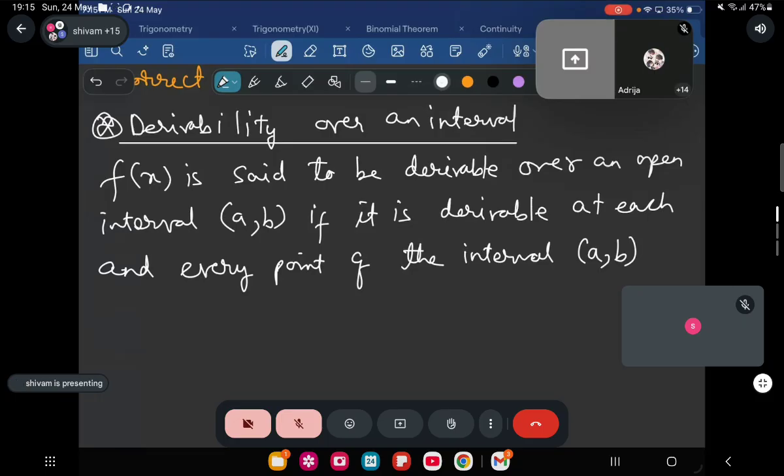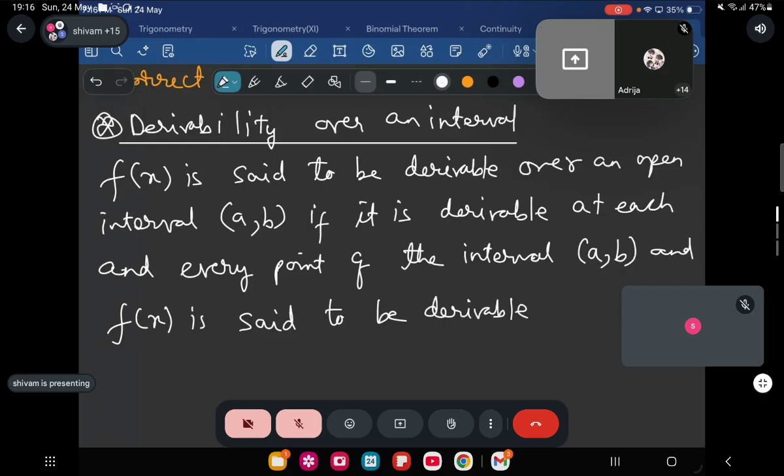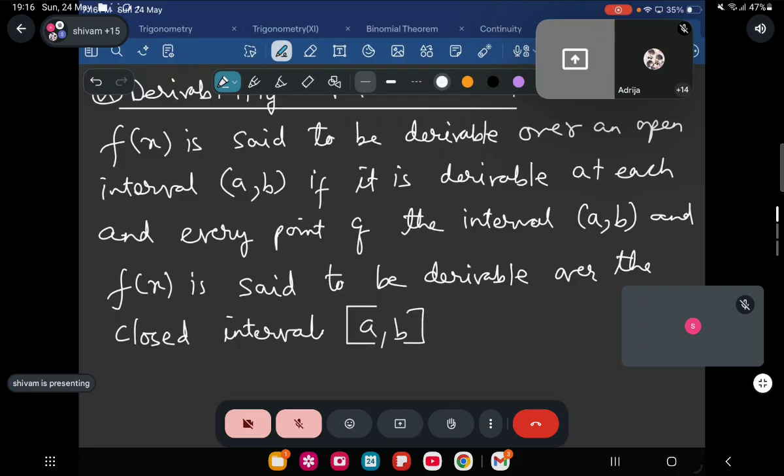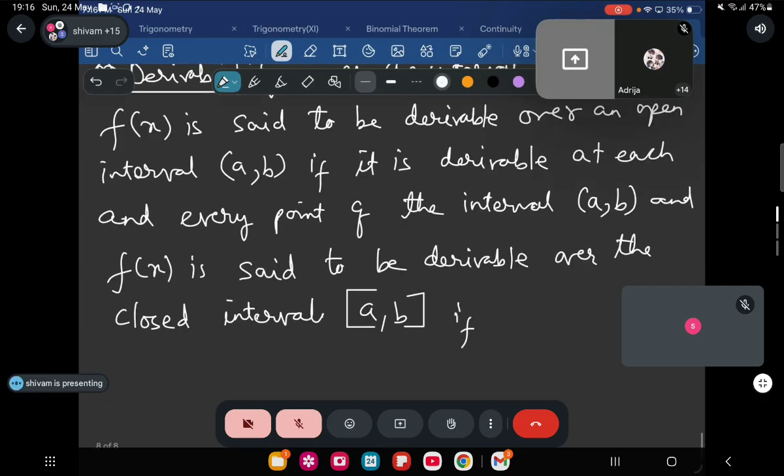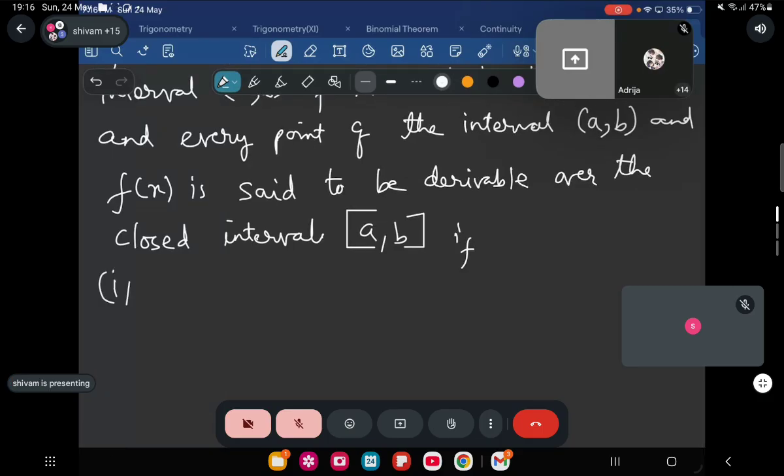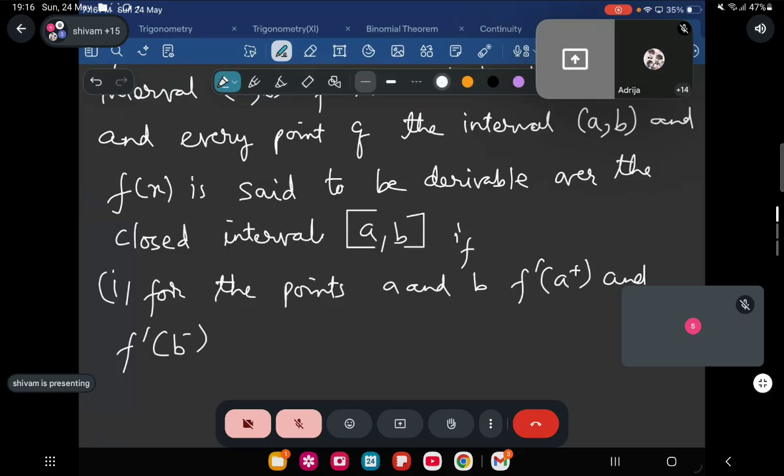There shouldn't be any sharp corner. And f of x is said to be derivable over the closed interval [a, b] if, part 1, for the points a and b, f dash a plus and f dash b minus exist.